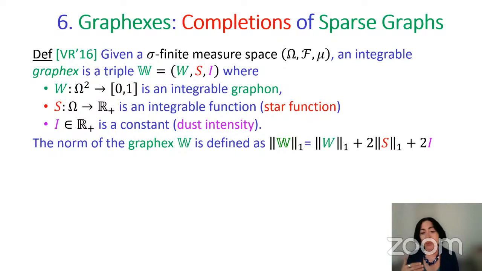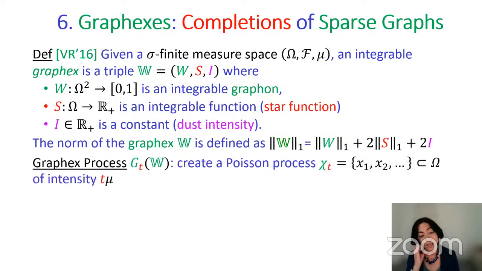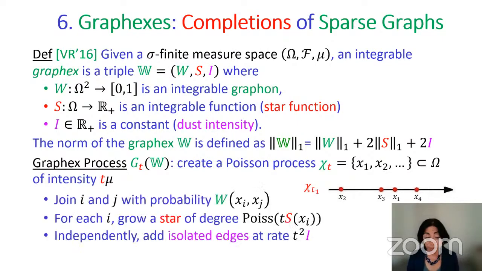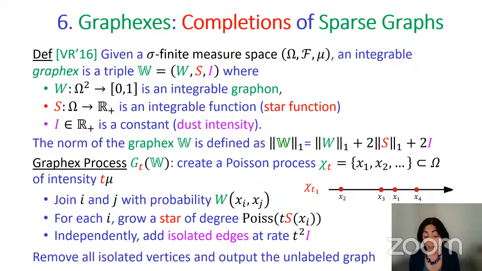and the norm of the graph X is the L1 norm of the symmetric function W, plus twice the L1 norm of the one variable function, plus twice this constant. And in this Graphx process, we create a Poisson process of intensity T mu, just like we did before. We join i and j with this probability, just like we did before. But for each i, we also grow a star, Poisson T times S of xi. So if I'm thinking of xi as the features of my points, you really could think of this as a star. Somebody, a lot of people following someone on Twitter, which is a digraph, but still you can think of it that way. And independently add isolated edges at rate t squared times I. I remove all isolated vertices and I output the little graph.